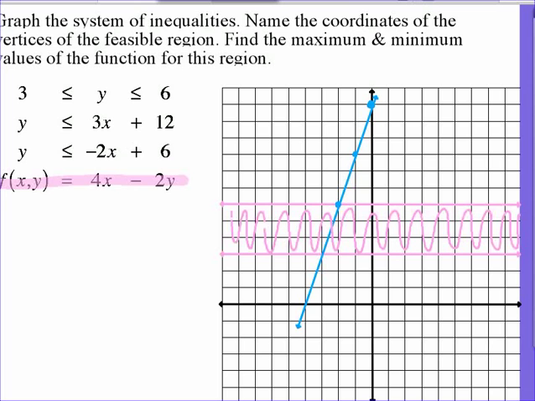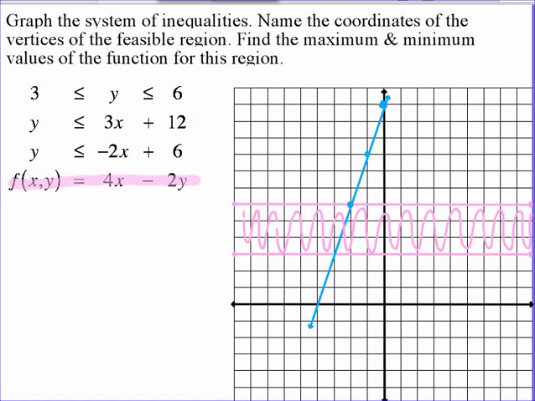Okay, so now we need to plug in a point. Let's plug in the point 0, 0. So you're going to plug in 0 for y and 0 for x. So you end up getting 0 is less than 12. Is that true? So you're going to shade on what side? Yep, to the bottom right.